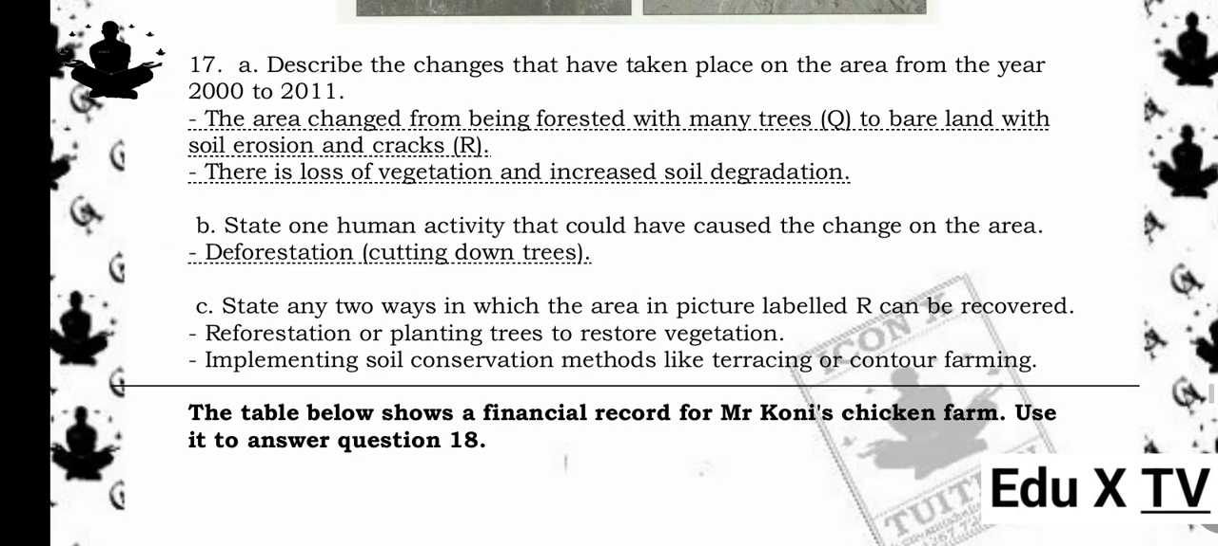B. State one human activity that could have caused the change on the area. Deforestation, cutting down trees. C. State any 2 ways in which the area in picture labeled R can be recovered. Reforestation or planting trees to restore vegetation. Implementing soil conservation methods like terracing or contour farming.